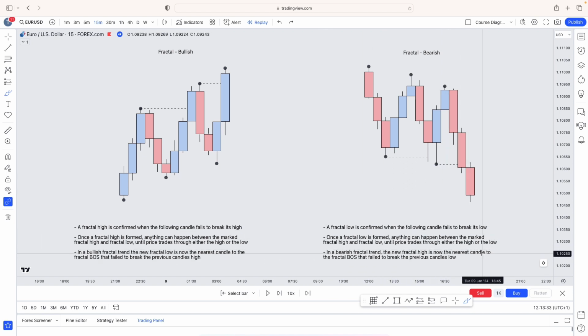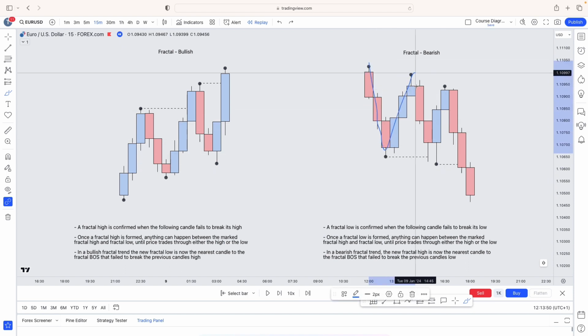In a bearish fractal trend, the new fractal high is now the nearest candle to the fractal break of structure that failed to break the previous candle's low, okay? So it's exactly the same as the bullish example, just in a bearish example, right? So we'll go through it now. So we push down, we pull back, and then we have a break of fractal structure to the downside here.